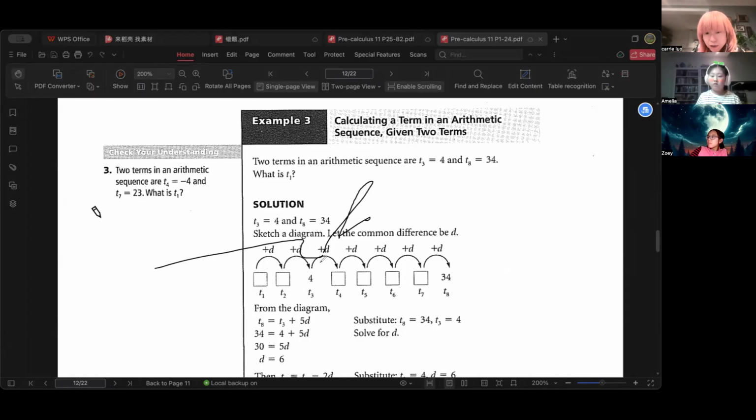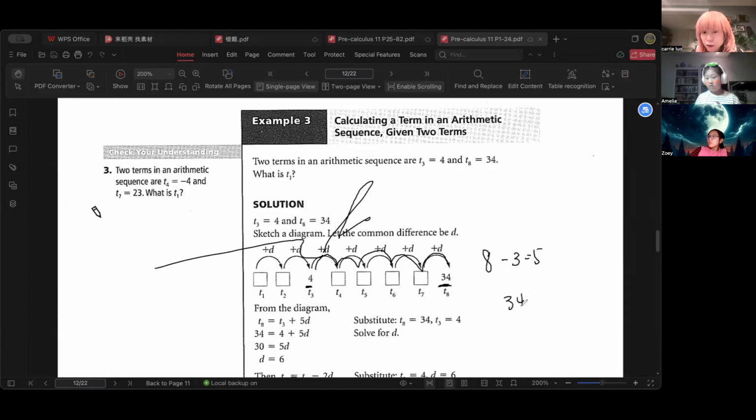How many differences are there? So 1, 2, 3, 4, 5. Right? So actually, we can easily calculate it by what? 8 minus 3 equals 5. Correct? And from term 8 to term 3, there are 5 differences.